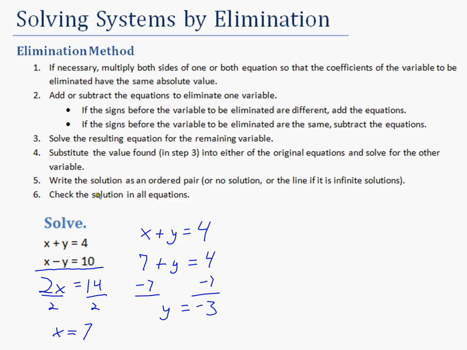It says write the solution as an ordered pair. So 7 is our x value and negative 3 is our y value. So that's our answer.